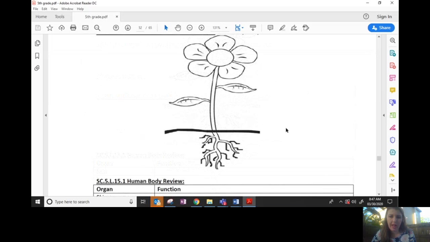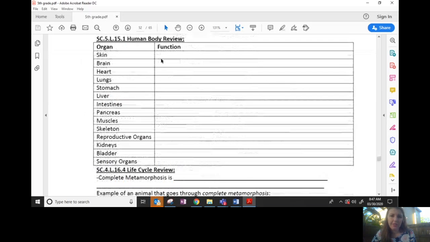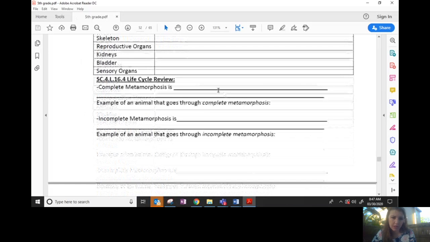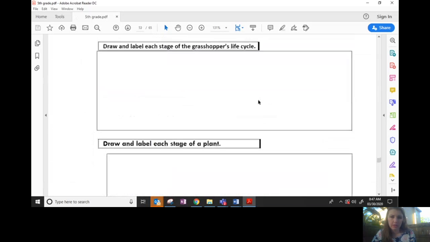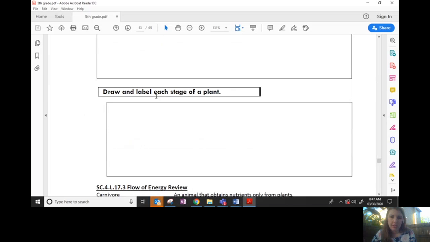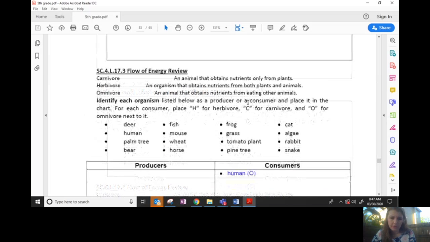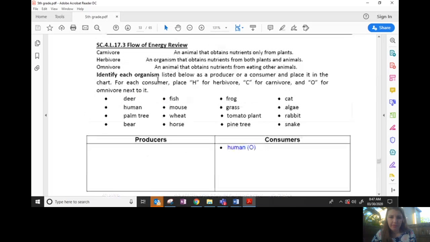Label the plant parts and the function of this flower. And then explain the function of each one of these human body systems or organs. Fill in the blanks about metamorphosis. Draw and label the stages of a grasshopper's life cycle, the stage of a plant's life cycle, and then place H for herbivore, C for carnivore, or O for omnivore over each animal below or plant.